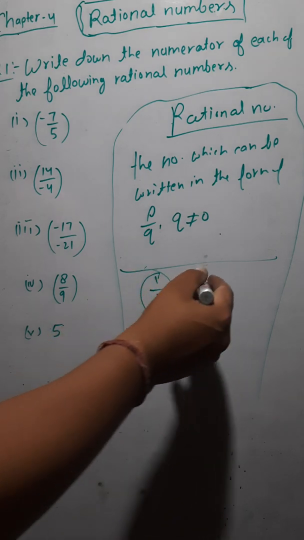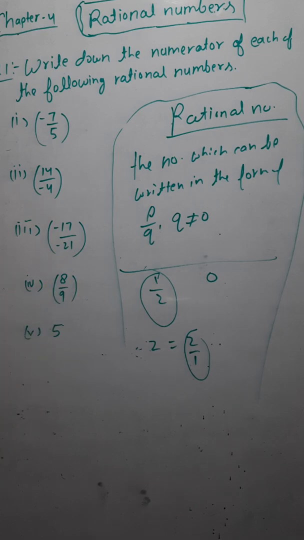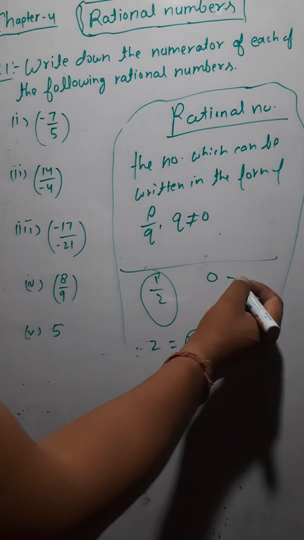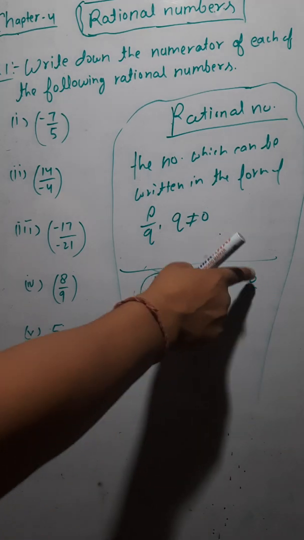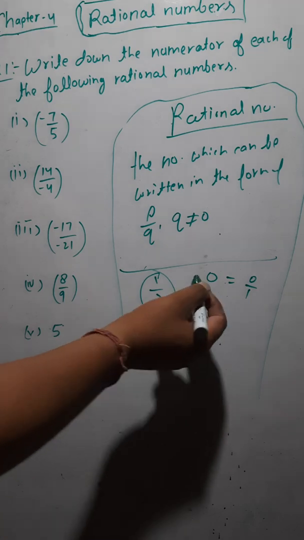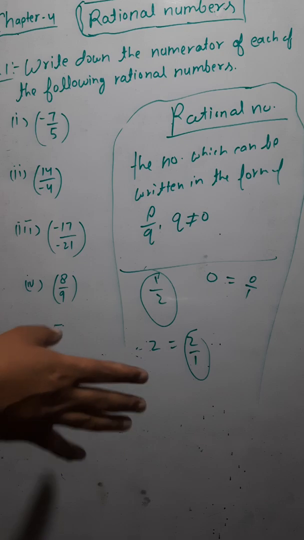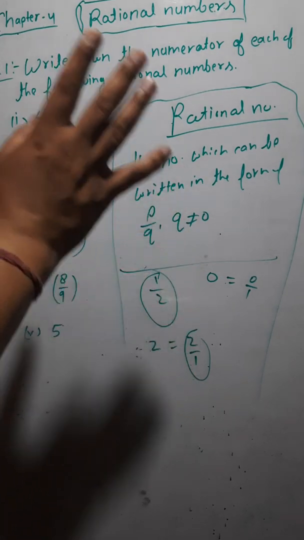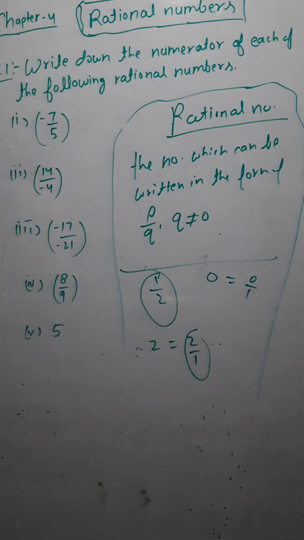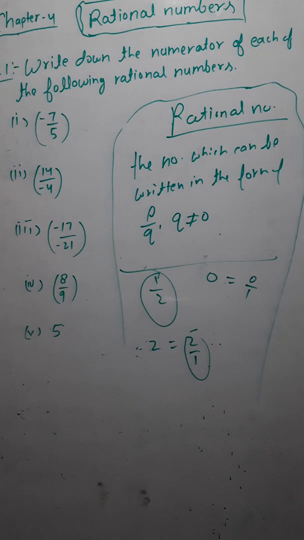Now tell me whether 0 is a rational number or not. Can you write 0 in the form of p by q? Yes, I can write this 0 as 0 by 1. 0 by 1 is also 0, 0 by 2 is also 0. So 0 is also a rational number. All the numbers which can be written in the form of p by q are rational numbers. You can see the fractional numbers are rational numbers: 1 by 2, 2 by 1, 0 by 1.